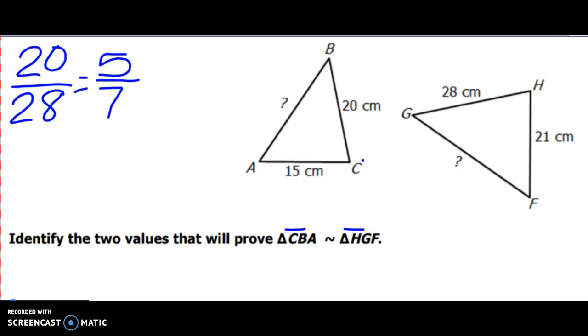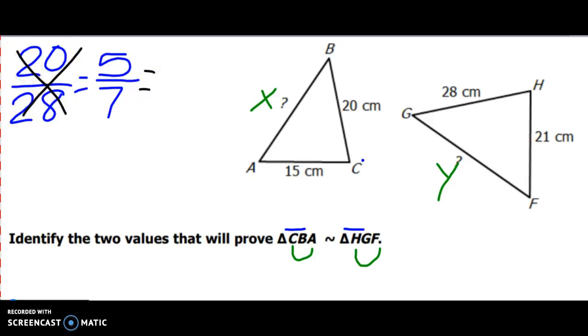Now, if I compare C to A, I have to compare H to F. So C to A is 12. H to F is 21. That one's going to reduce to 5/7. So we need to figure out what this and what this is equal to. Let's find one of them. So let's do 5/7.